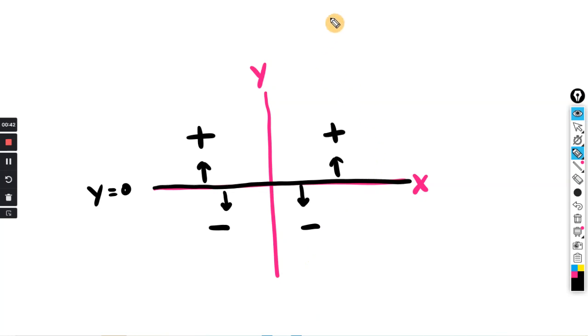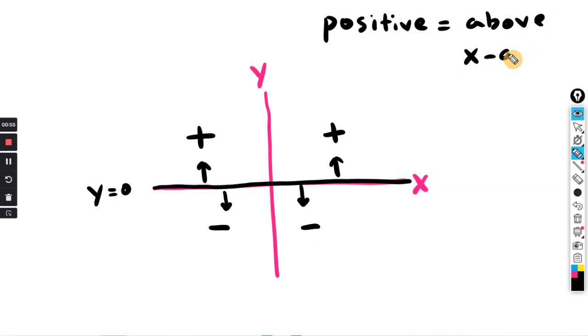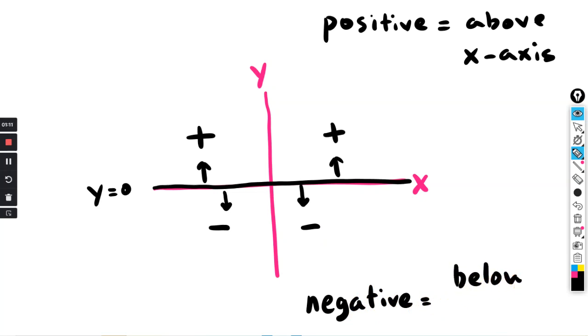So the positive is just above the x-axis, and the negative is just going to be below the x-axis. All right, pretty simple.